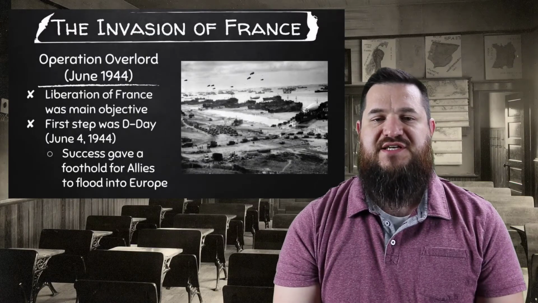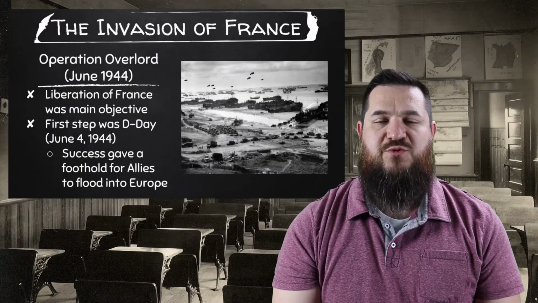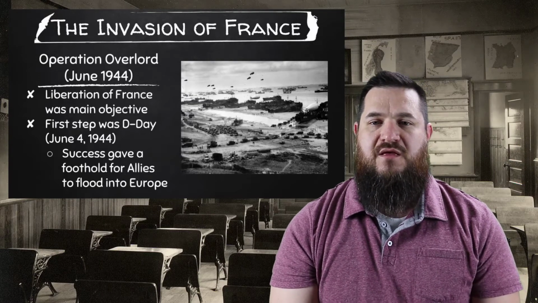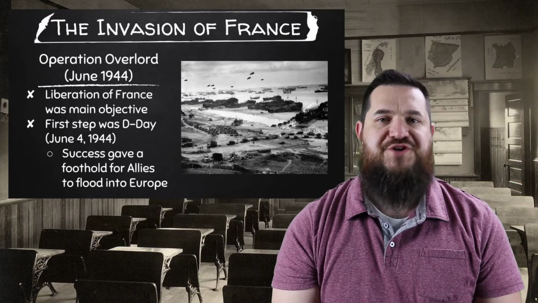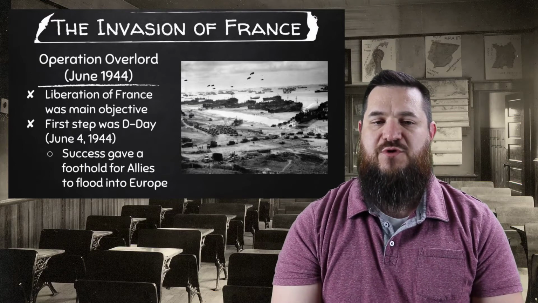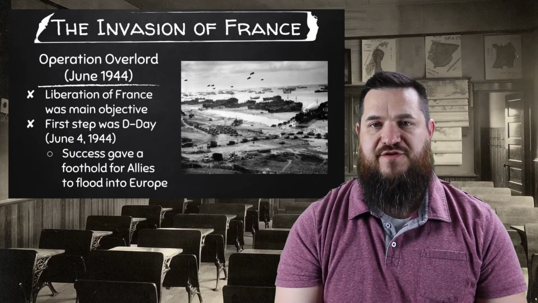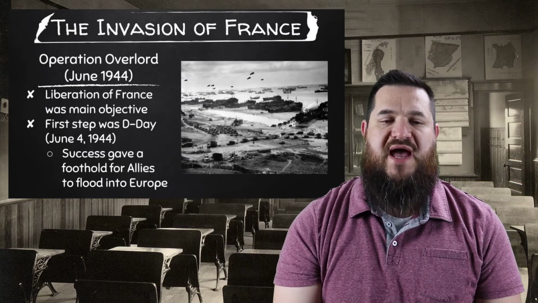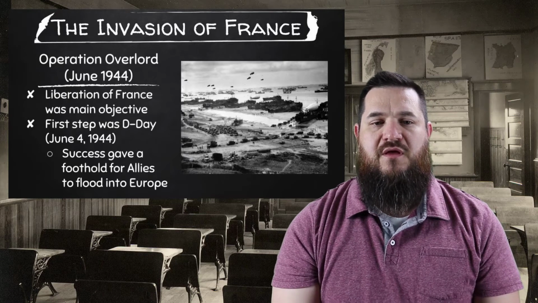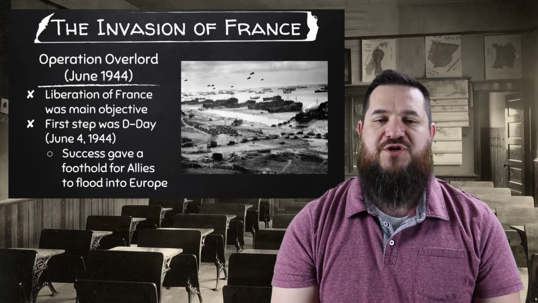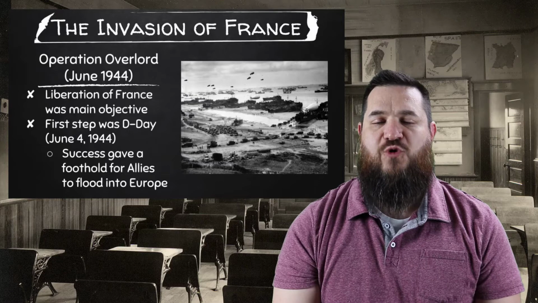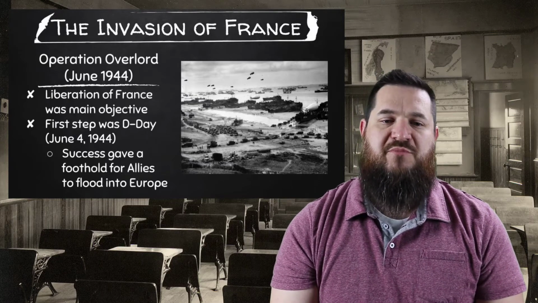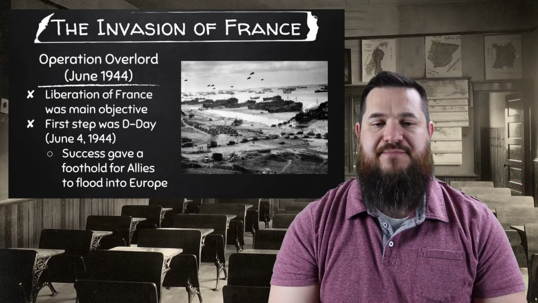By June of 1944, the Allies were ready to take France back, basically. This was a plan known as Operation Overlord. The idea was, let's liberate France, that'll give us more people to help us out, and it'll give us a great direct path into Germany. The first major step in Operation Overlord happened on June 4th, 1944. Historians remember it simply as D-Day.